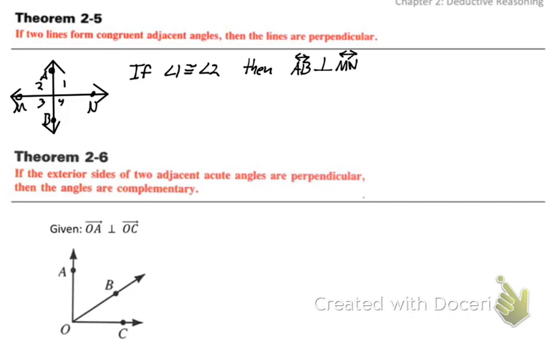Both those directions make sense? Basically, it just boils down to which direction we're going. If I'm given something's perpendicular, I can assume something's 90 degrees. If I'm given something's 90 degrees, I can go back and say they're perpendicular. All right, so each of these goes a different way.